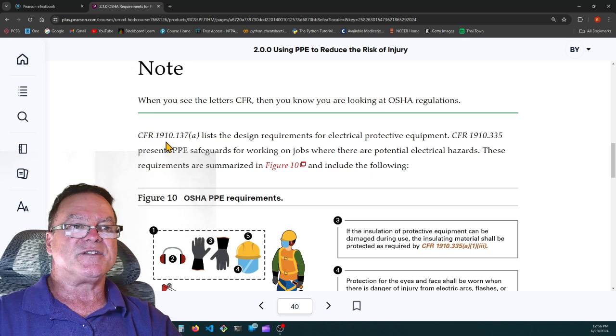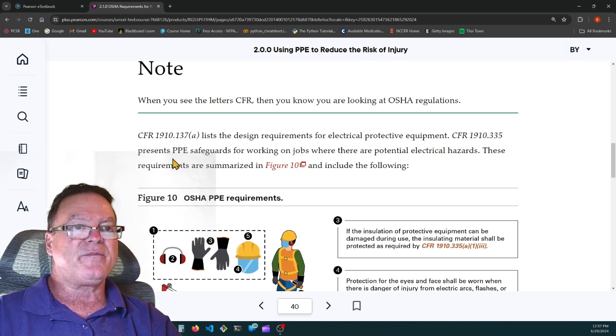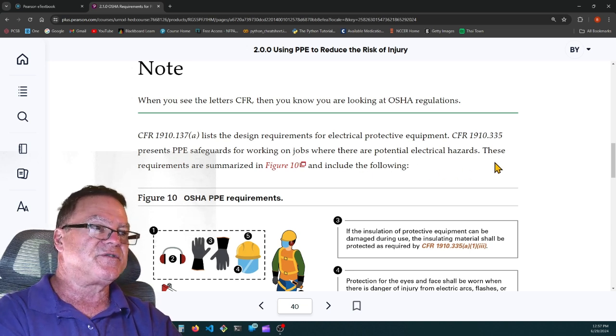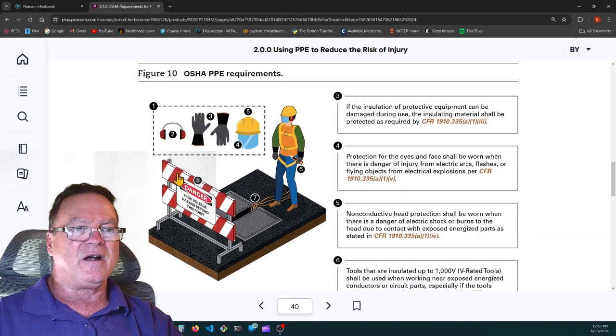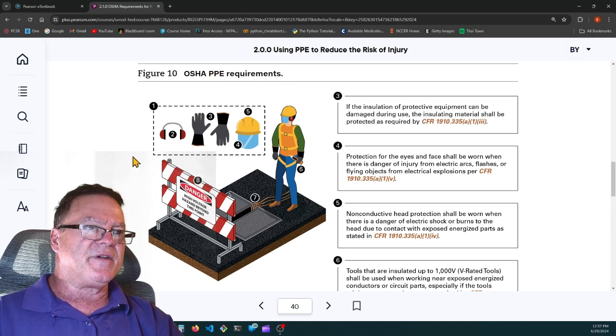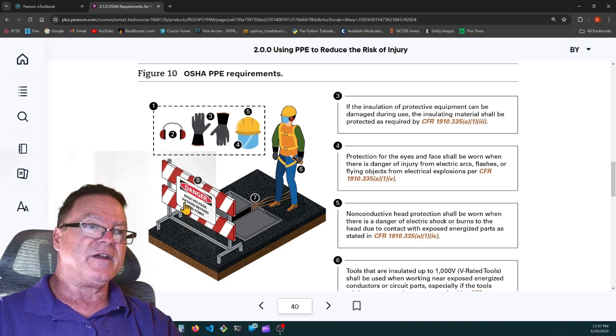Code of Federal Regulations 1910.137(a) lists the design requirements for electrical protective equipment. Code of Federal Regulations 1910.335 presents personal protective equipment safeguards for working on jobs where there are potentials for electrical hazards. And they'll tell you there's an entry limit, there's a close approach limit. There are different limits to how close you can get to the work at hand if it's electrified.